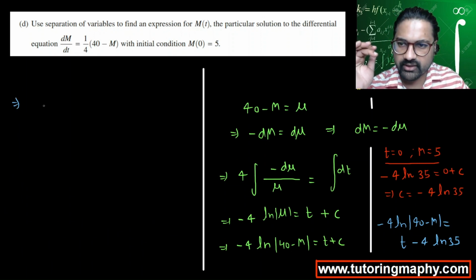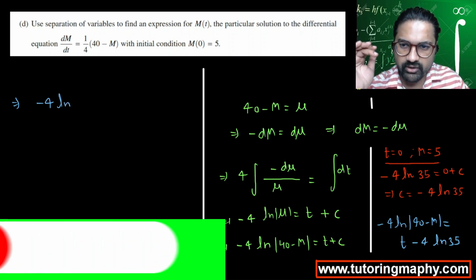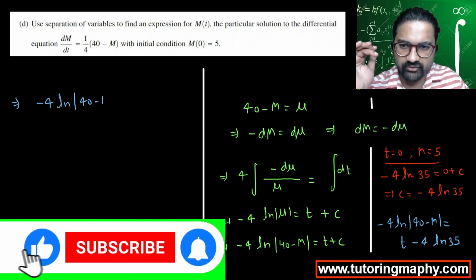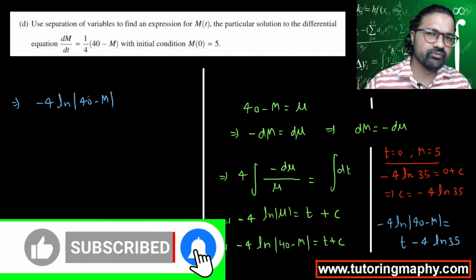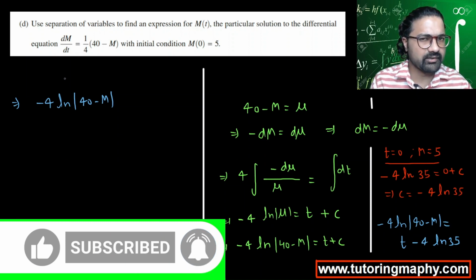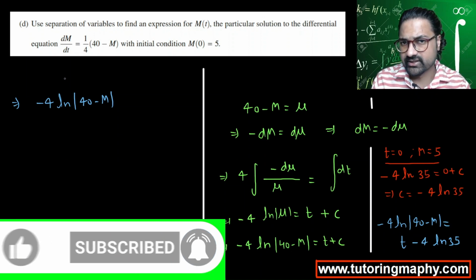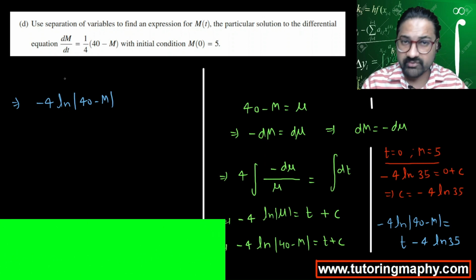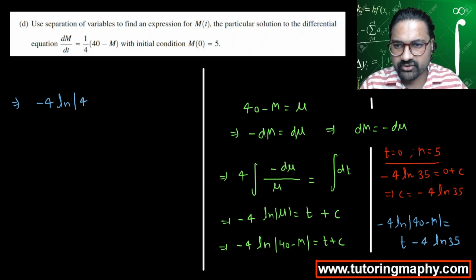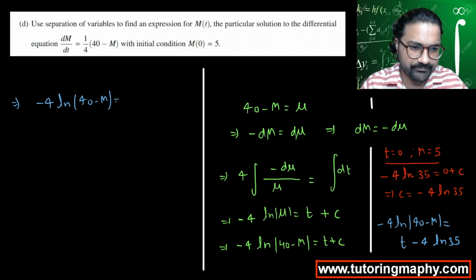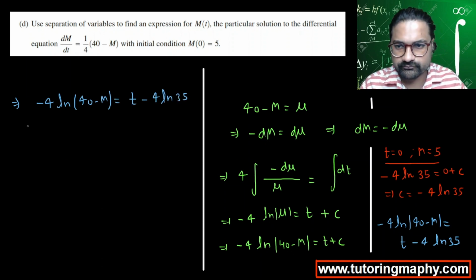So I'm going to rewrite that because that's going to look like negative 4 ln of absolute value of 40 minus m. And don't you think absolute value can be dropped? Why? Because like we said, m is always less than 40. So 40 minus m is always going to be positive. So I'm just going to drop the absolute value sign now. So that's going to look like negative 4 ln 40 minus m is equal to t minus 4 ln 35.